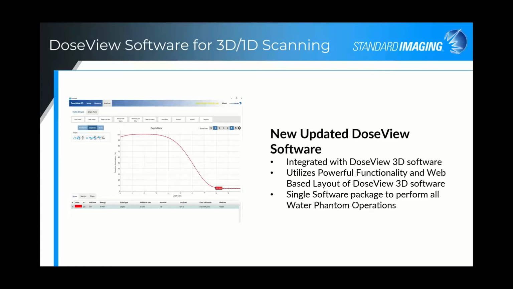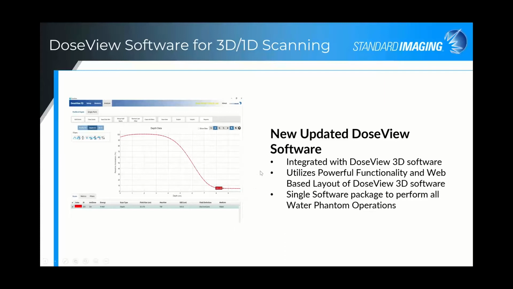So if you're doing your monthlies or your annuals or your commissioning, et cetera, you can use a single package depending on the hardware, for our DoseView 3D and DoseView 1D electrometers. It utilizes a functionality and a web-based layout that most people are very familiar with. As far as the navigation goes, it's very easy to learn and very easy to return to, since you're not using it on a regular basis in the best case scenarios. And it's a single software package now to perform all your water phantom operations.